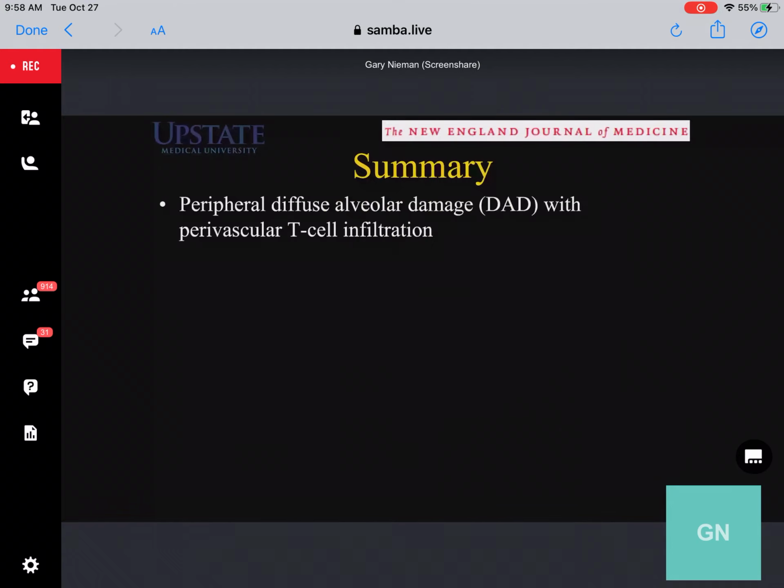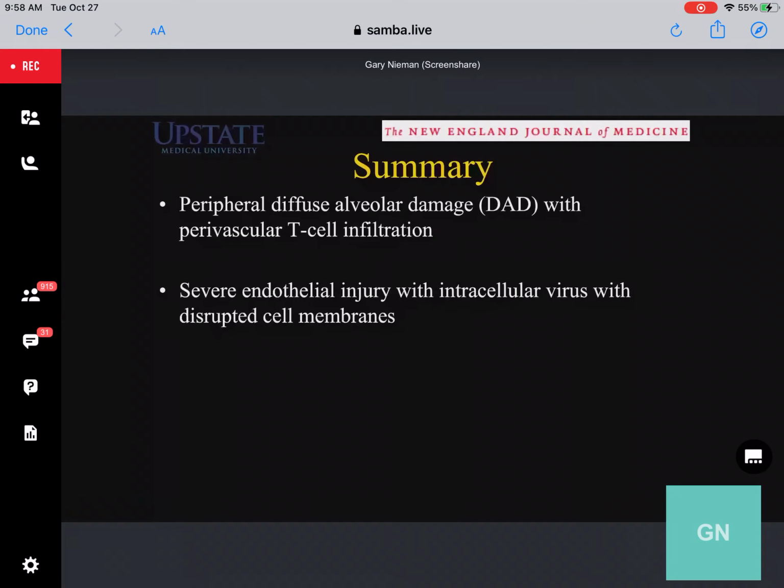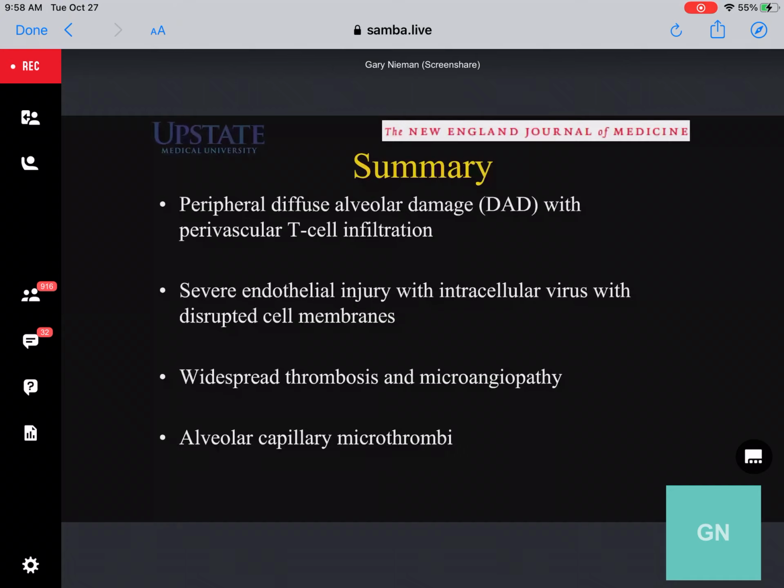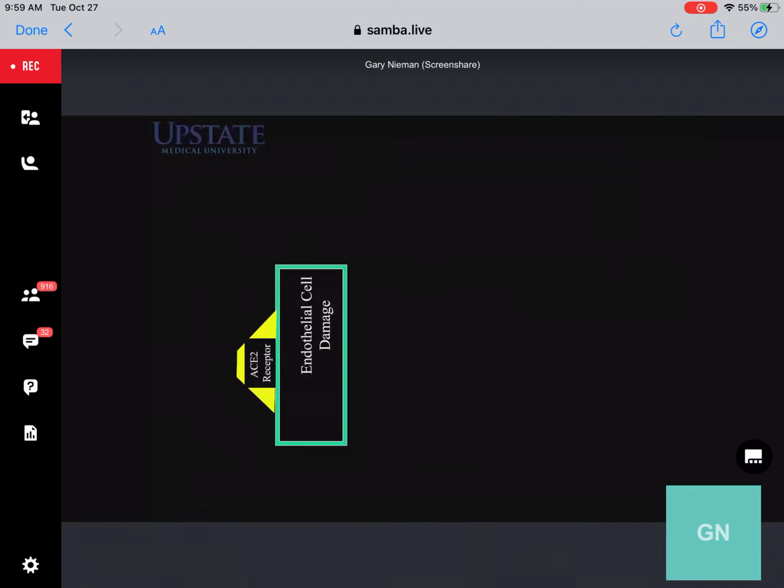So to summarize, COVID causes a diffuse alveolar damage, or DAD, with perivascular T cell infiltrations, severe endothelial injury with viruses in the cell and cell membranes. This leads to thrombosis and microangiopathy. Also, large thrombus and microthrombi are seen, and angiogenesis and new growth vessels are also seen. So it has a lot of unique pathophysiologies that are not associated with ARDS caused from bacterial sepsis or shock or trauma.